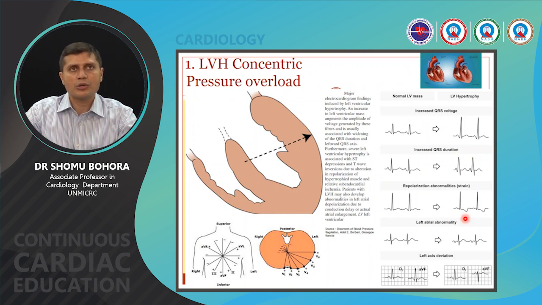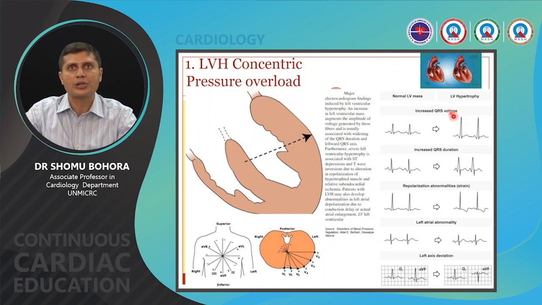So let us see about LVH, concentric pressure overload type, and what you need to understand is the basics. Whenever there is LVH, the muscle mass of the septum as well as the LV apical and lateral wall may increase. So whenever it is concentric, the axis shifts more to the left, and there is an increased QRS voltage of the left sided leads.